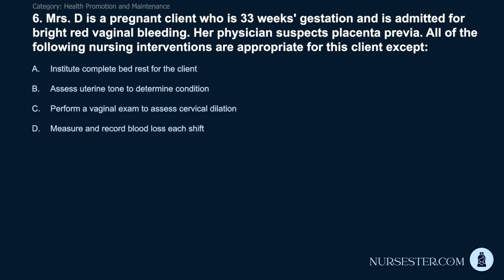6. Mrs. D is a pregnant client who is 33 weeks gestation and is admitted for bright red vaginal bleeding. Her physician suspects placenta previa. All of the following nursing interventions are appropriate for this client except A. Institute complete bed rest for the client. B. Assess uterine tone to determine condition. C. Perform a vaginal exam to assess cervical dilation. D. Measure and record blood loss each shift. Correct answer, C. Perform a vaginal exam to assess cervical dilation.